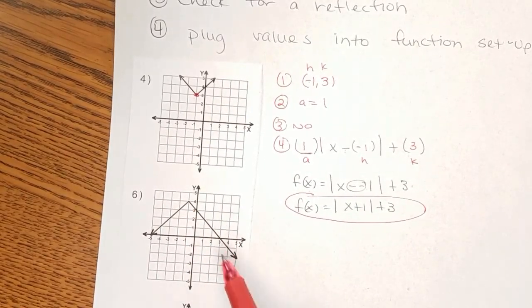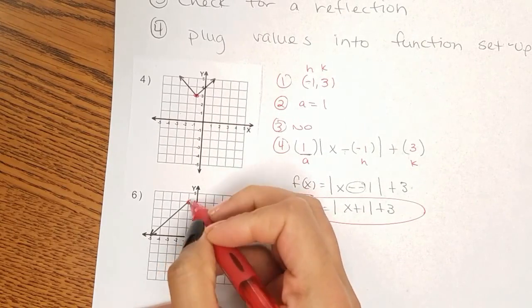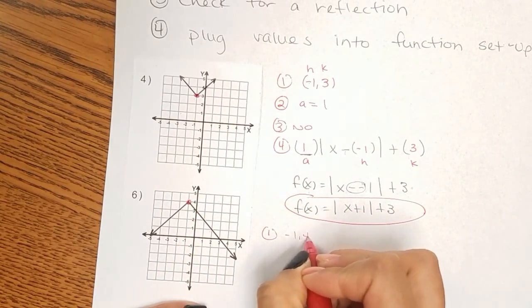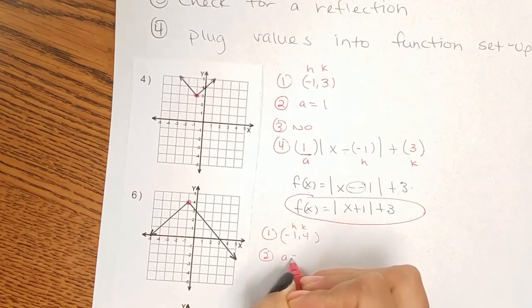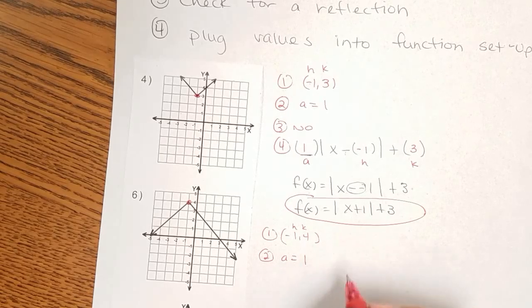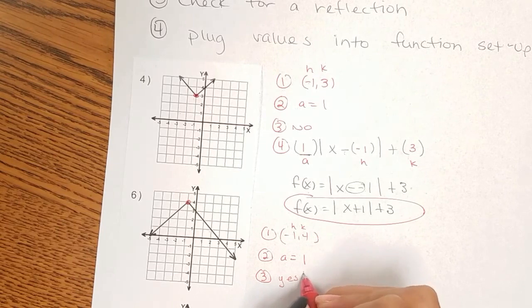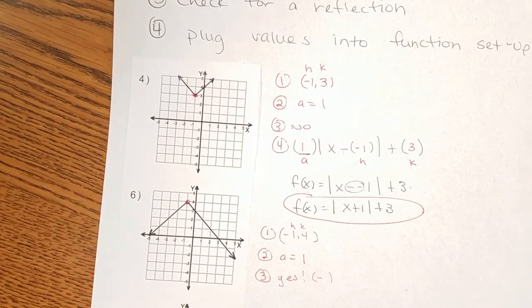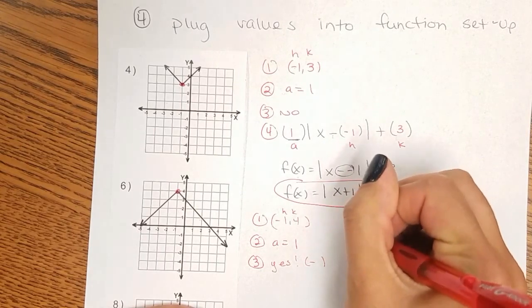So we're here. First thing you do is check your vertex, which is right here, negative 1, 4. Remember that's your h and your k. Check your slope, down 1 over 1, so just 1 over 1. Step 3, is it a reflection? Yes, which means you're going to have a negative in front of your equation. And then for step 4, you just plug everything in.